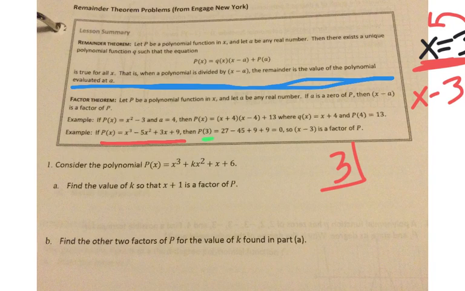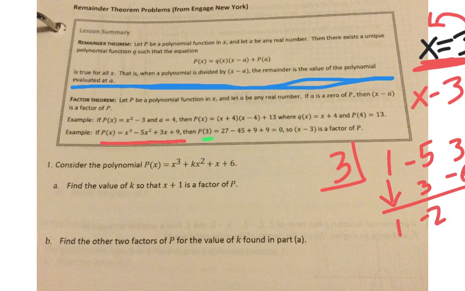So we'd put 3 up in our box to do synthetic division. The coefficients are 1, -5, 3, and 9. Bring down the 1. 1 times 3 is 3. That's -2. That's -6, which is -3. That gives -9. So a remainder of 0.